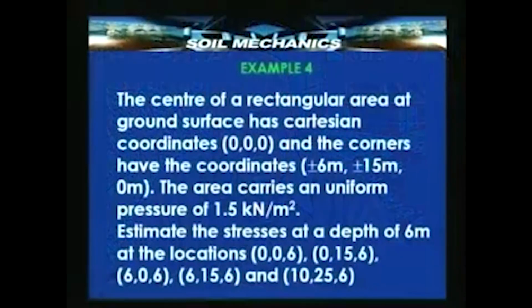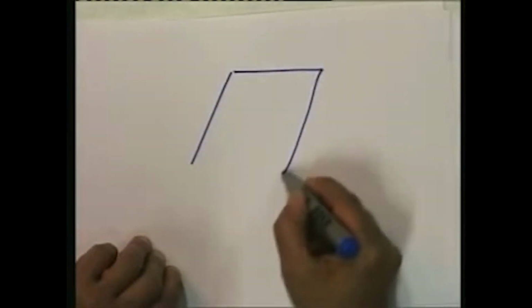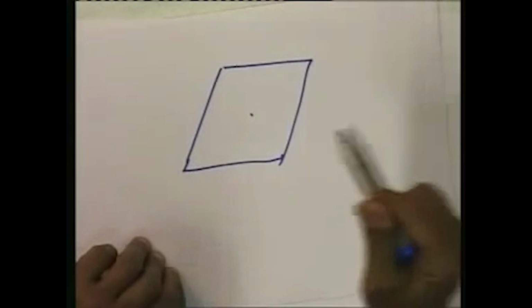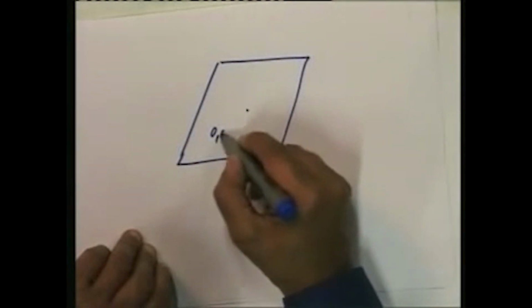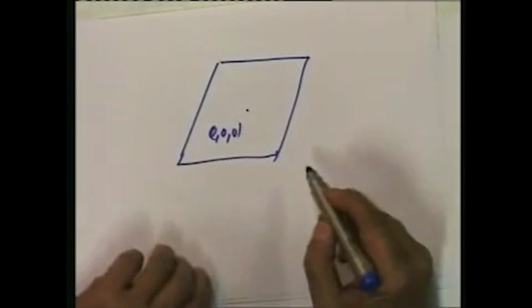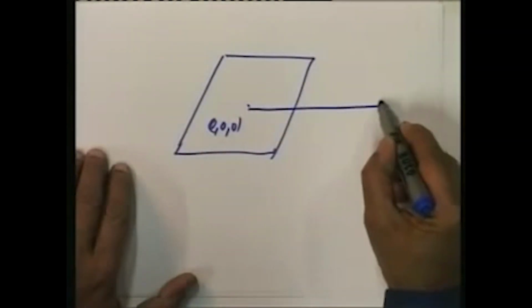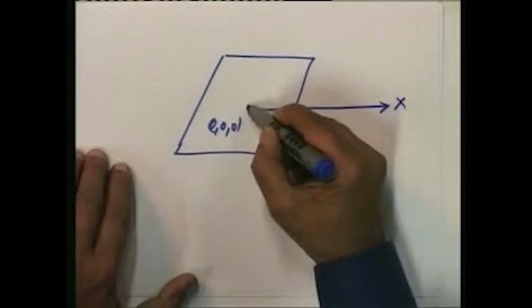The center of a rectangular area on the ground surface has Cartesian coordinates 0, 0, 0. So, there is a ground surface, there is a rectangular area on it, and its center has coordinates 0, 0, 0. That means this is the origin, which means we can take the x axis like this and the y axis like this.